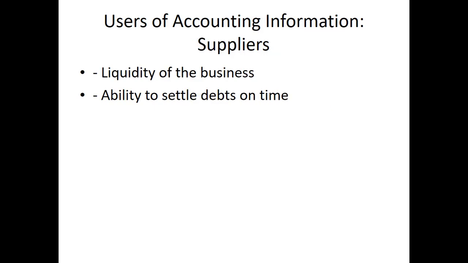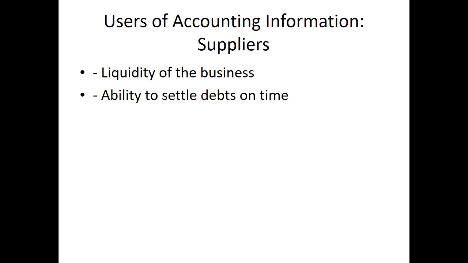Next is the suppliers. Suppliers, as users of the accounting information, want to know the liquidity of the business. How is this business going to run? Do they have the capital or the resources to run this business? So that if I bring my goods or services, I know that this business has good liquidity that can pay me back for my goods or services.